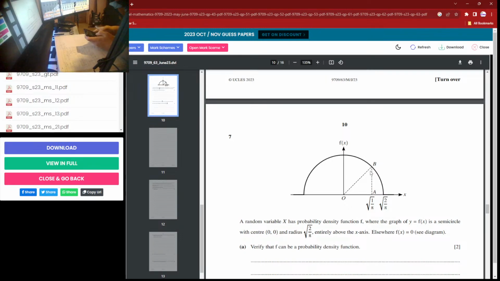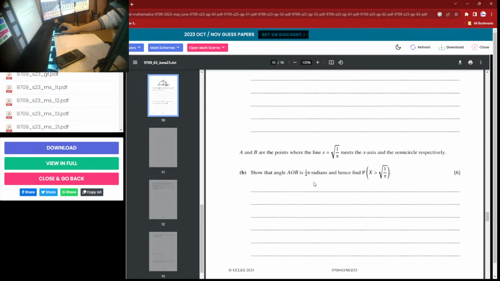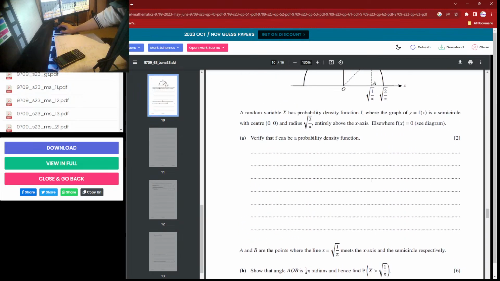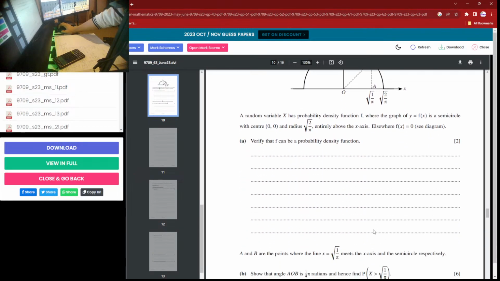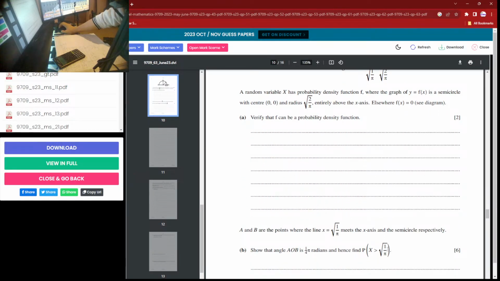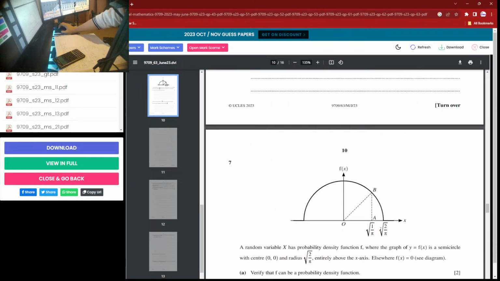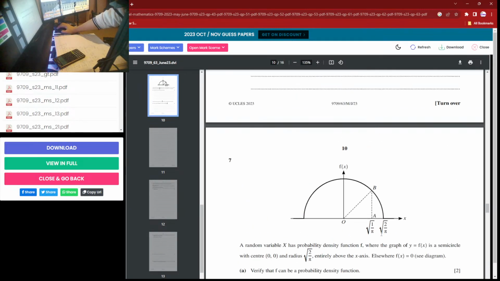So, sorry, I forgot to convert it to radians. So that's 1 over 4 pi. And we have to put show. And then hence, we need to find that P(X) more than 1 over root 1 over pi, which is over here. We have to find that.